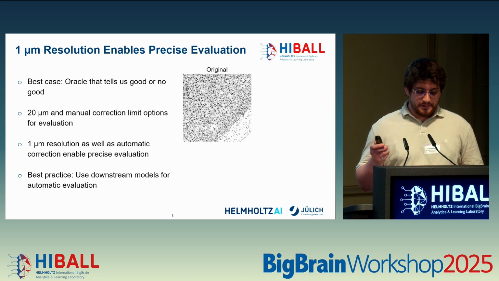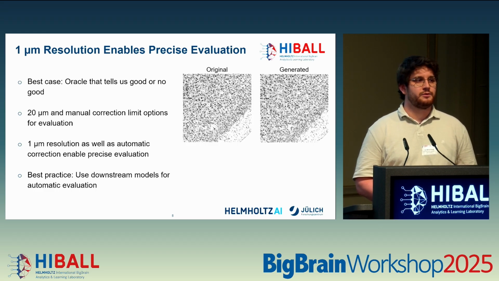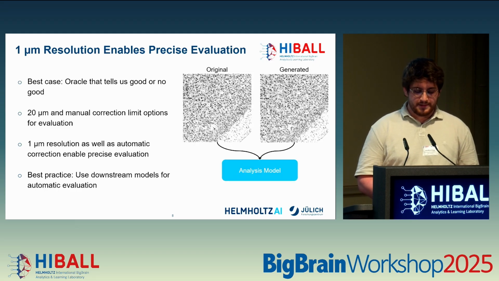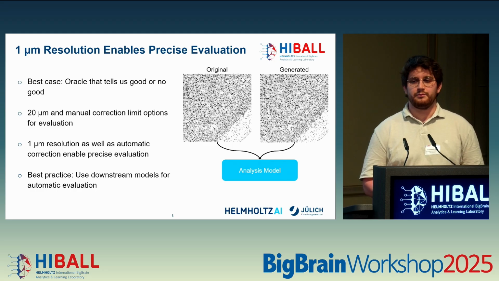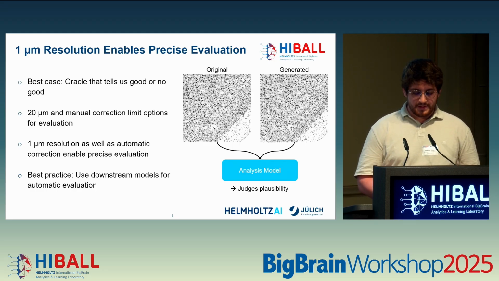The basic approach here is we take our original image, we remove some parts of it randomly with some fixed mask size. We then generate some new data with our model for this, and then we get some analysis models. These are downstream tasks, for example, brain area classification or cell segmentation. And this model can predict or give some judgment about plausibility. I brought 2 models to bring this point a bit closer to you.